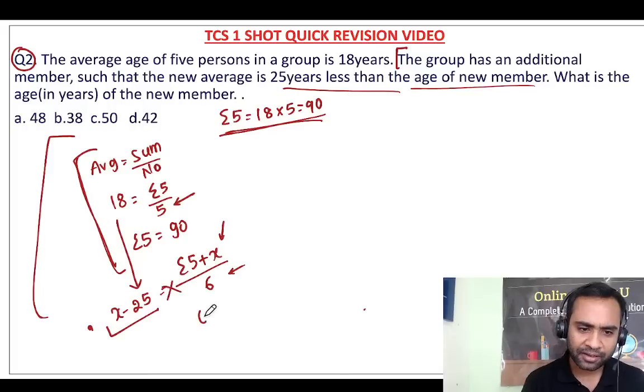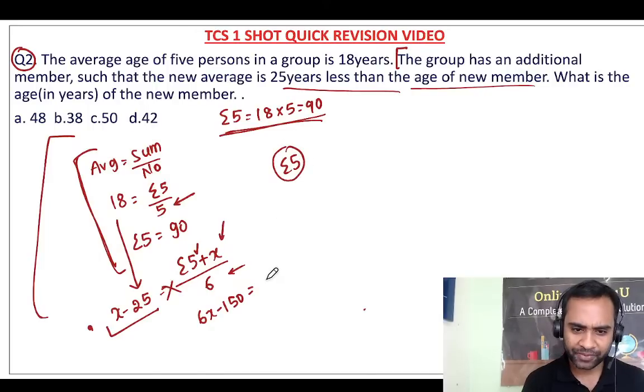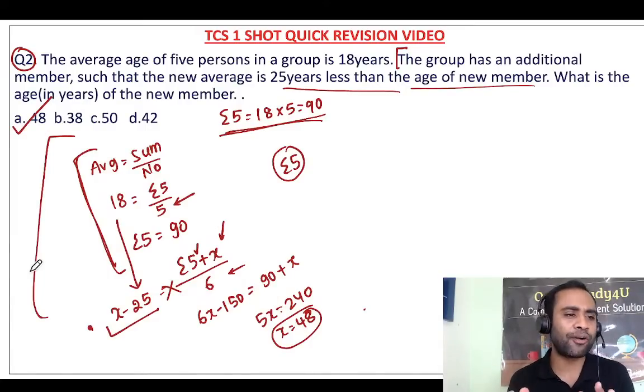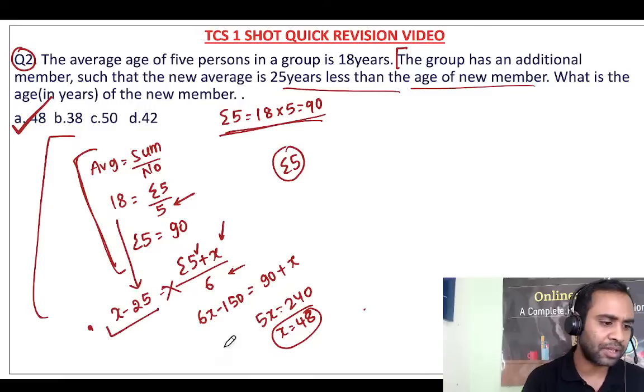Cross multiplication: 6x minus 150 will be equal to the sum of 5, which is 90 plus x. So 5x will be equal to 240, so x will be equal to 48. That means the age of the new person is nothing but 48. Option A will become the correct answer.